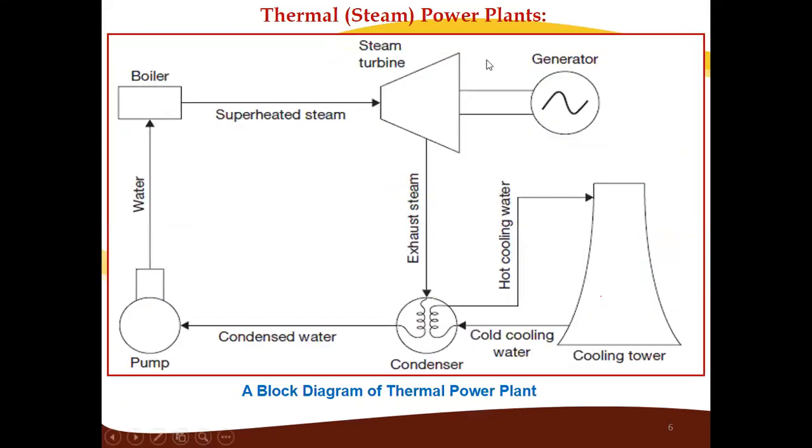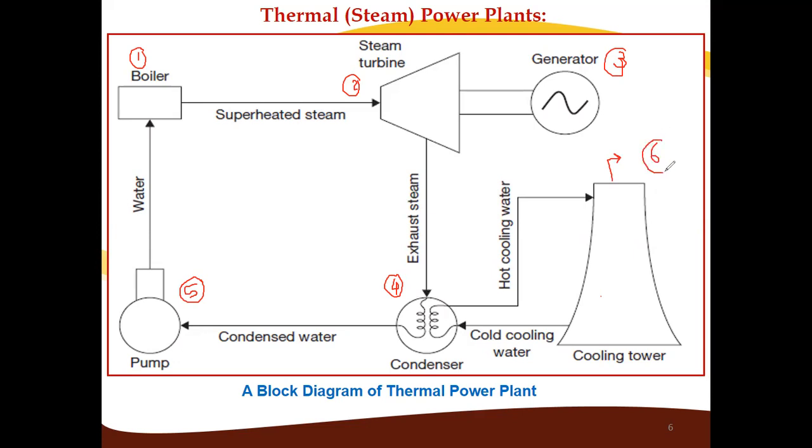So the first part is the boiler. Then the steam turbine is the second part. The third part is the generator. The fourth part is the condenser. The fifth part or component is the pump, also called the feed water pump. Then another part is the cooling tower. It is the sixth part.